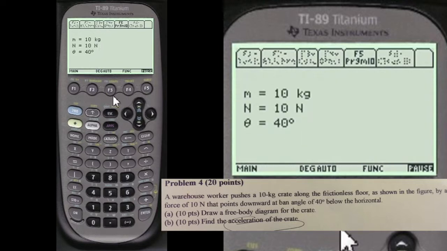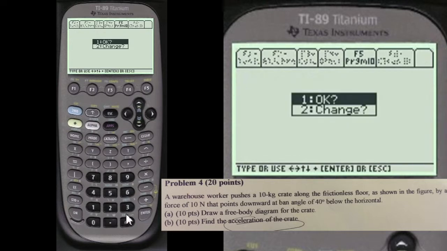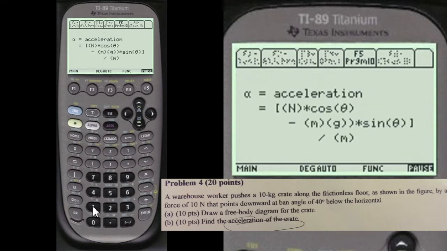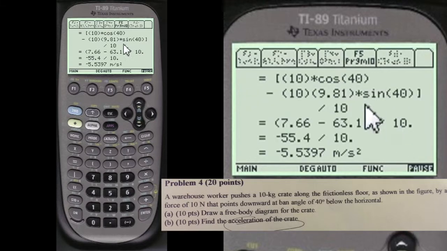I always show you what you've entered. You can change it if you want. Say it's okay. Here's the formula for acceleration. The force times cosine of theta minus mg times sine of theta, the whole thing divided by mass. Here's the calculations all entered into that formula. Here's the answer, minus 5.5397 meters per second squared.